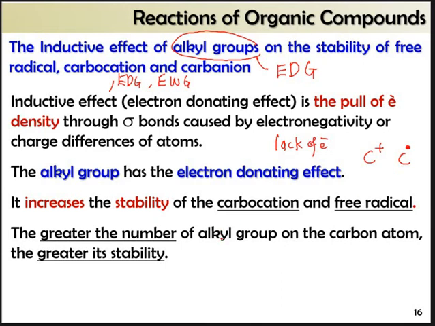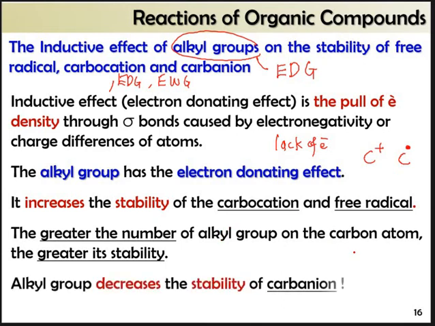But what about carbanion? Okay, carbanion is the carbon with negative charge. So negative here shows that the carbon has a rich amount of electron.